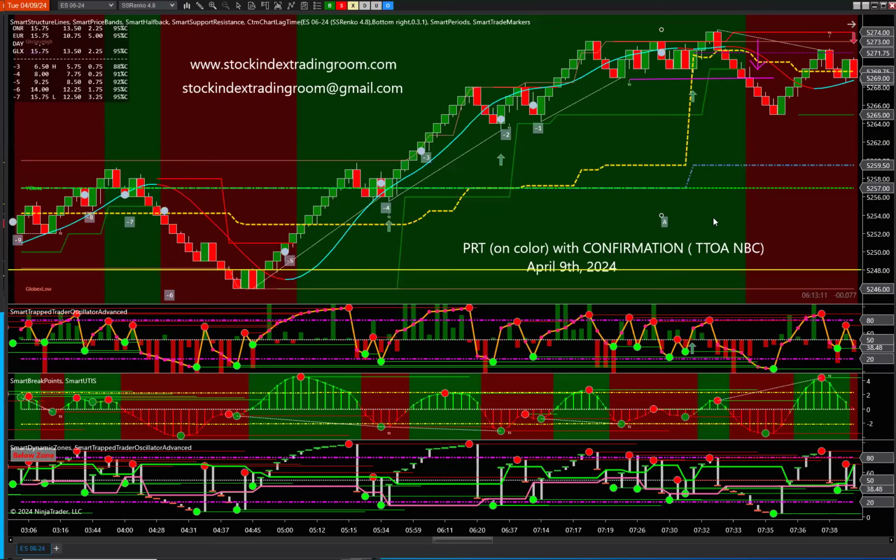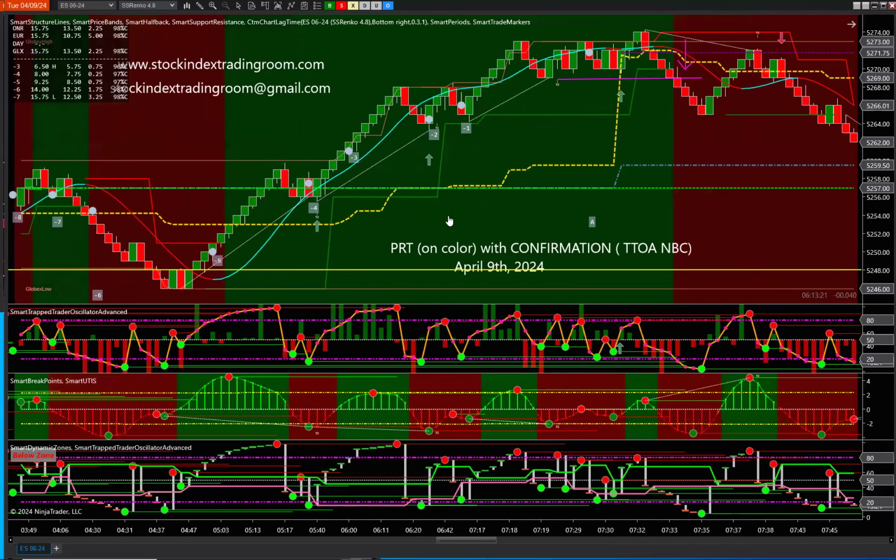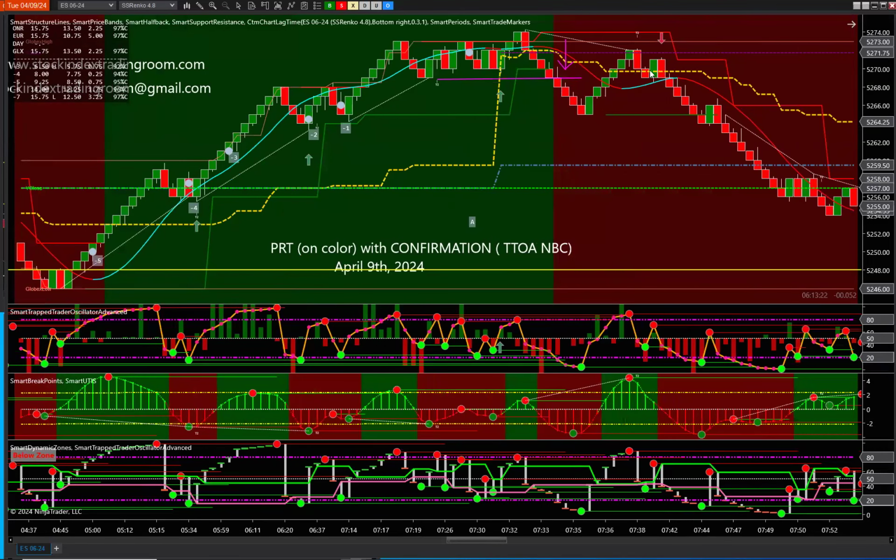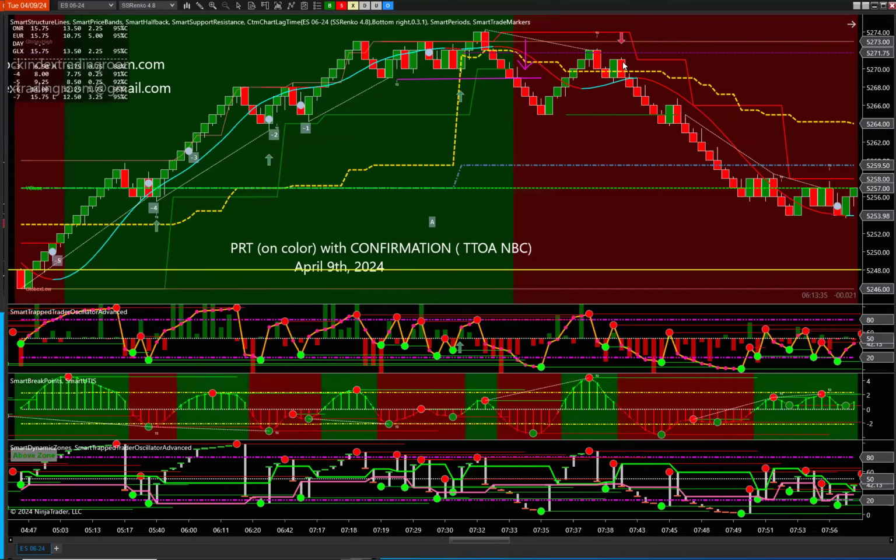Now, we were pretty lucky. We were fairly fortunate in the fact that the market decided just to tank. But here's our pivot retag on color. It's very important, with needle bar confirmation. Okay. Now, the second signal I marked, we marked this in the room.